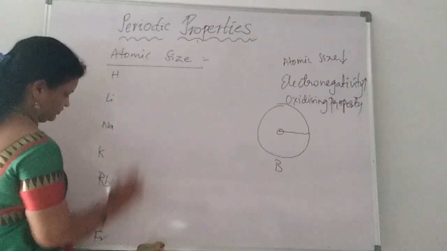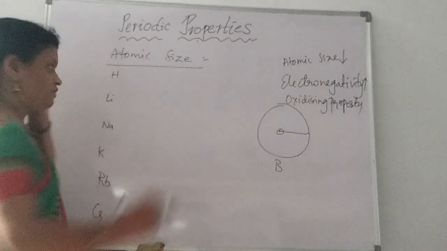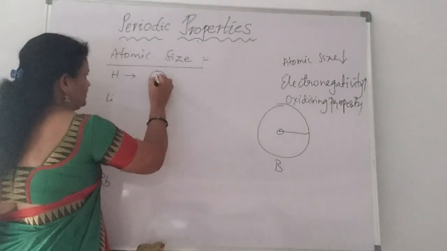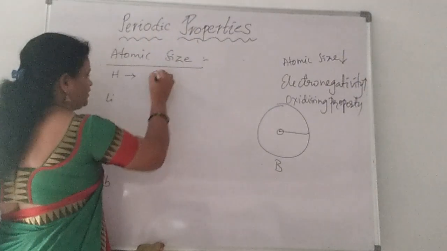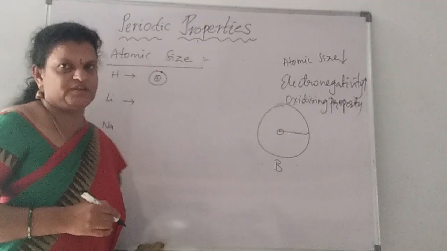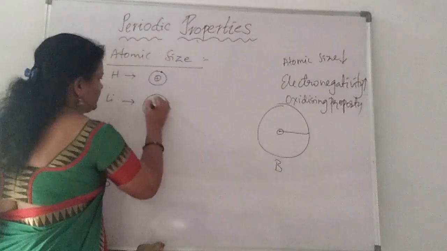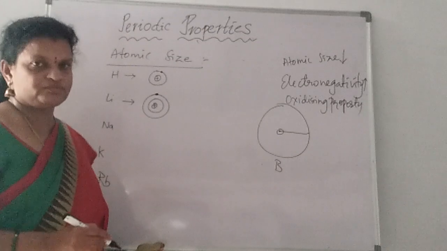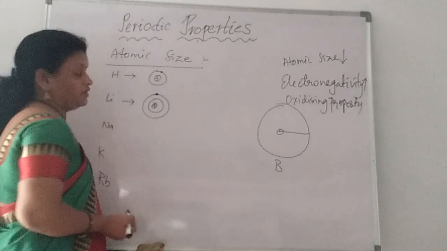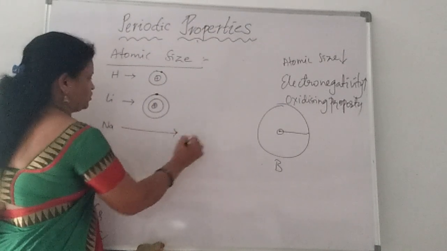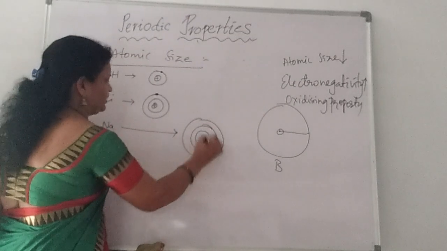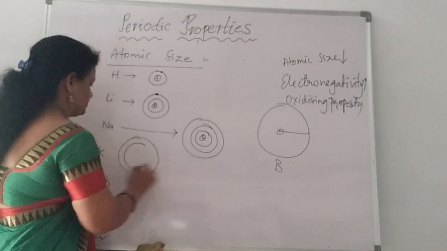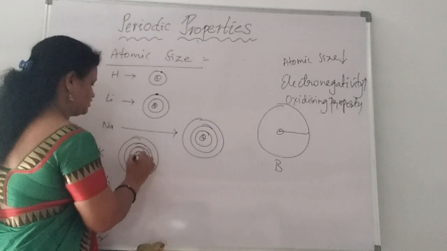In these elements, hydrogen is a first period element with atomic number 1, so only one shell is present, and the last shell has only one electron. Coming to lithium, atomic number is 3, and we write 1s2 2s1, so it has 2 shells. I am not drawing all the electrons here, just the outermost electron and the number of shells. Then sodium, as it is present in the third period, has 3 shells along with the nucleus. In potassium, as it is present in the fourth period, it has 4 shells.